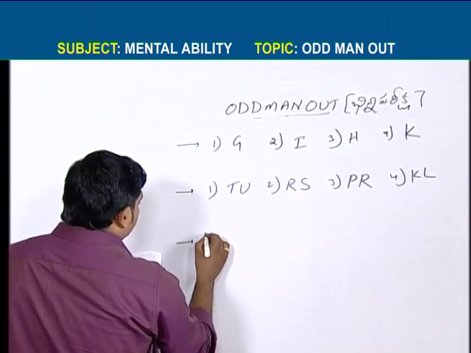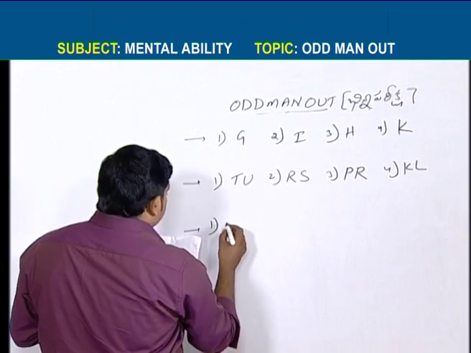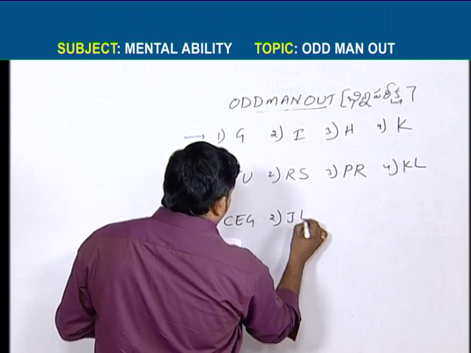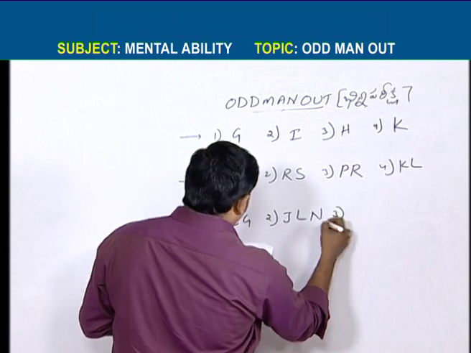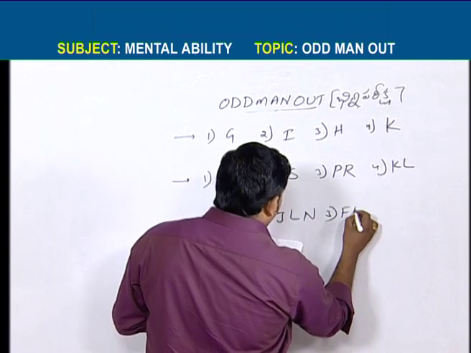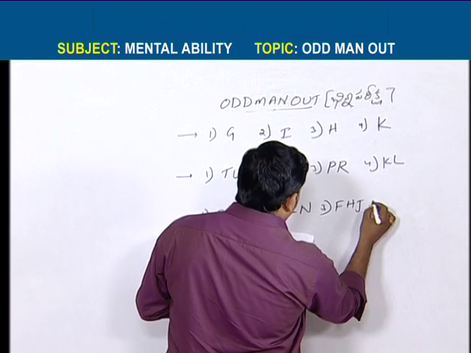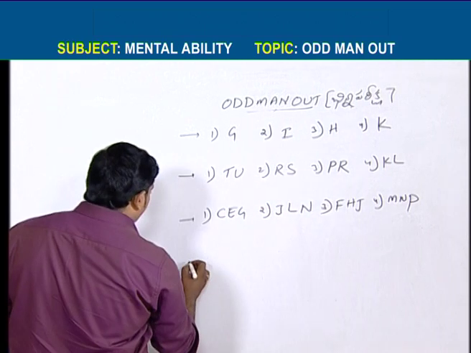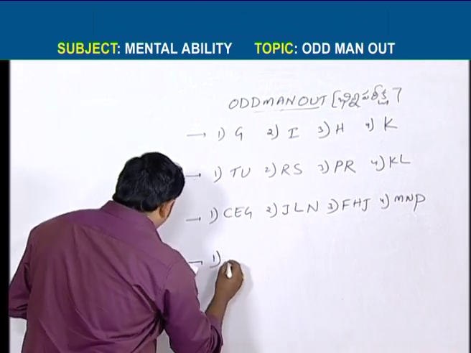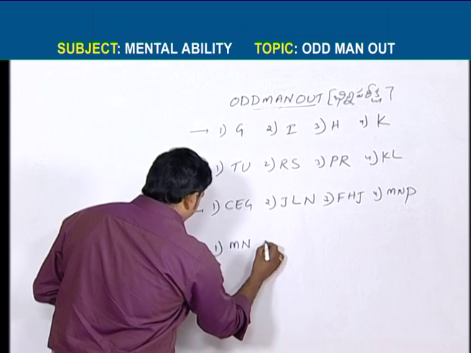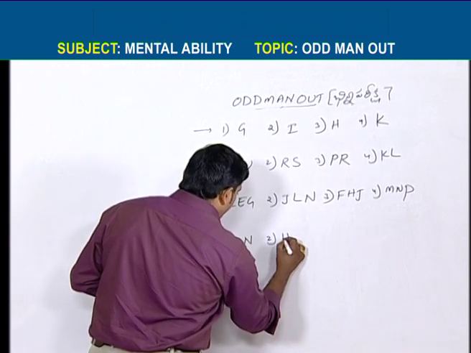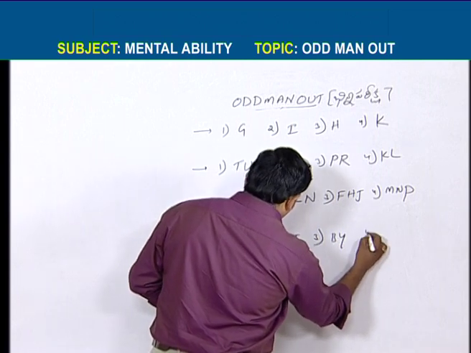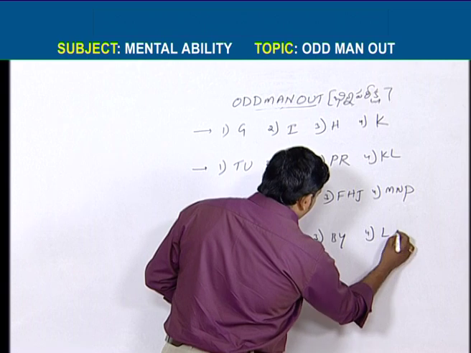Next, third question. First option CEG, second option JLN, third option HJ, and fourth option MNP. Now next question, first option MN, second option HI, third option BY, fourth option LO.